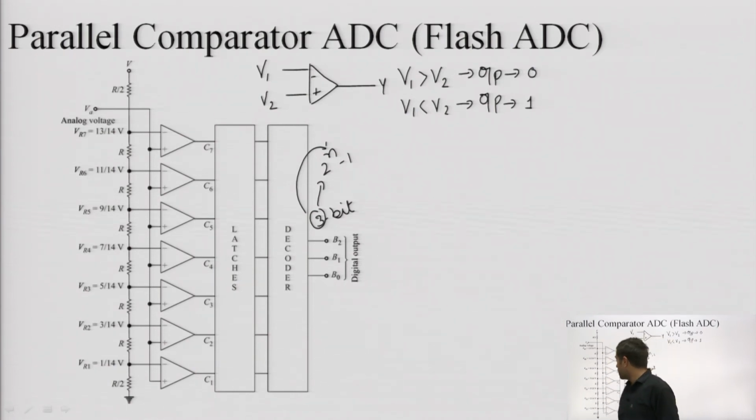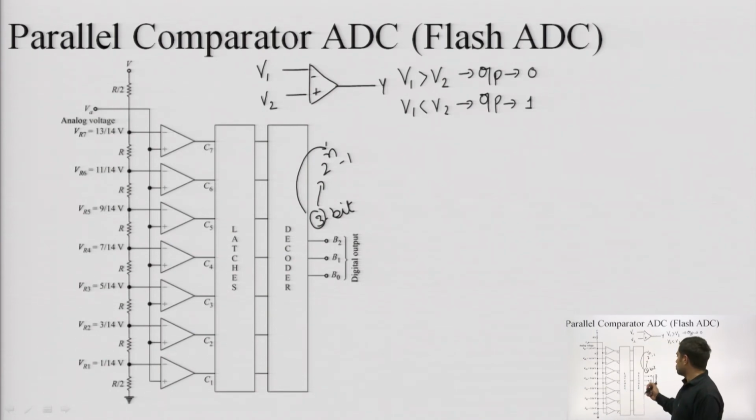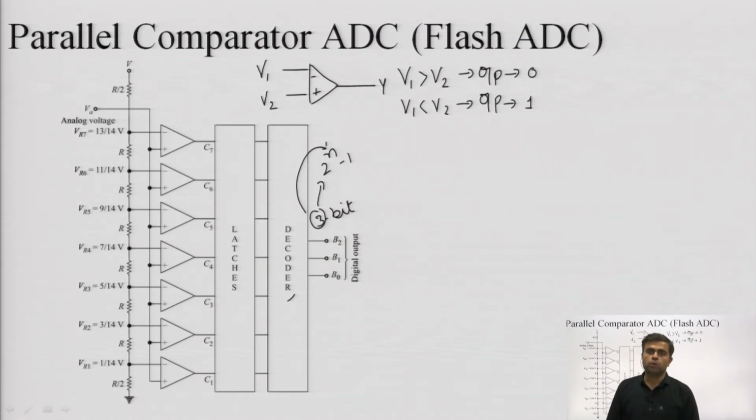So these 1s and 0s will then be fed to latches. Latches will store that value, and that stored value will be passed to the decoder, and the decoder will finally translate that value into a binary output, or we can say digital output. So this is the input side of this parallel comparator.